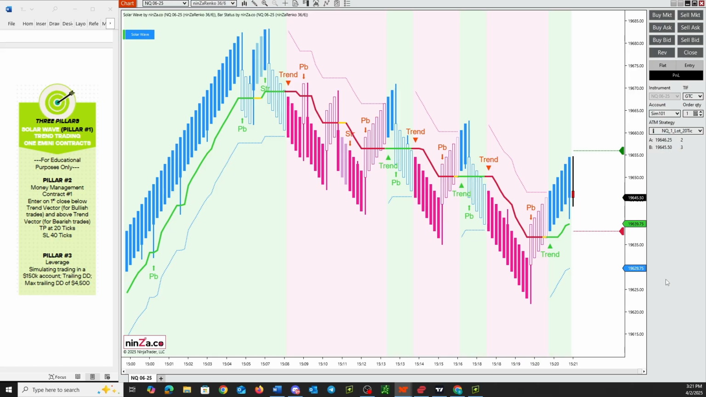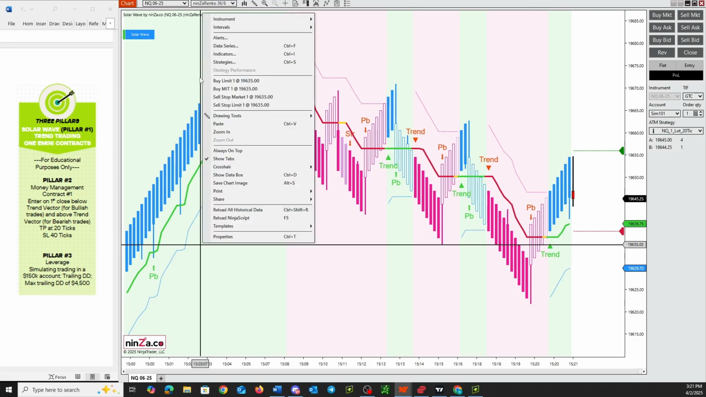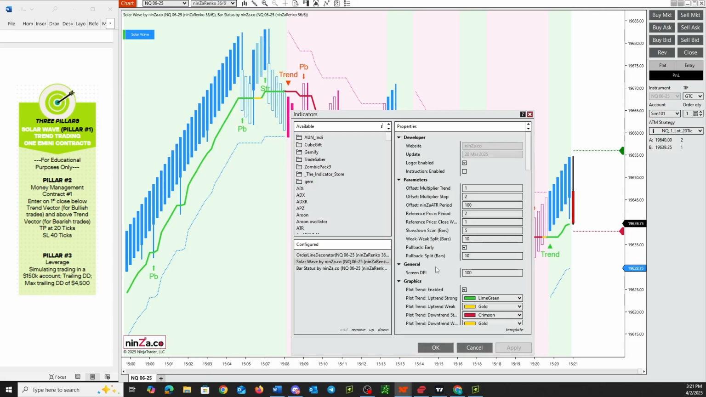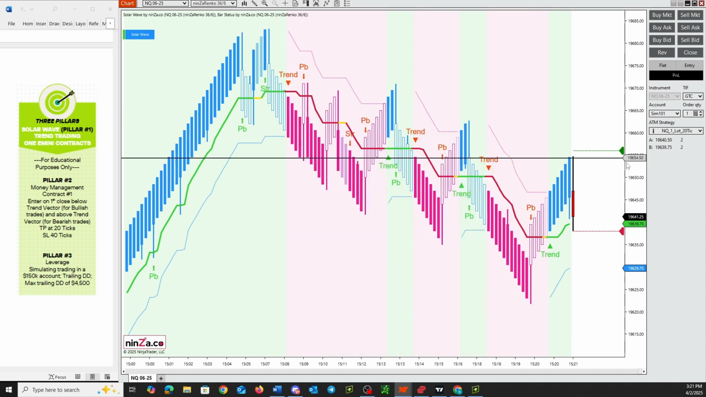Yes, the settings are half of what they normally are. Yeah, if you missed that initial multiplier, trend is 1 and the multiplier stop is 2. So half of what the default settings are.